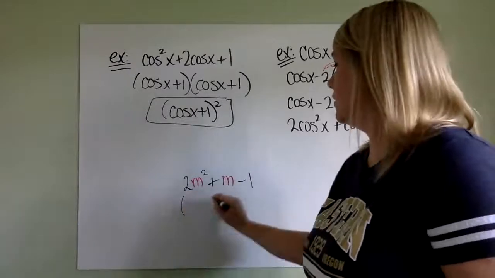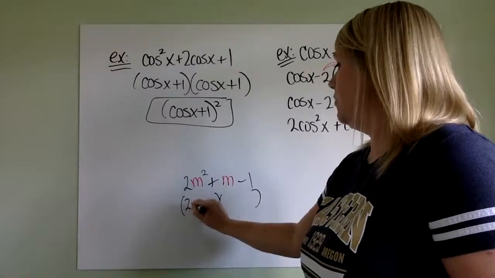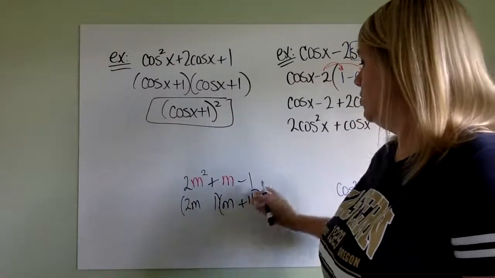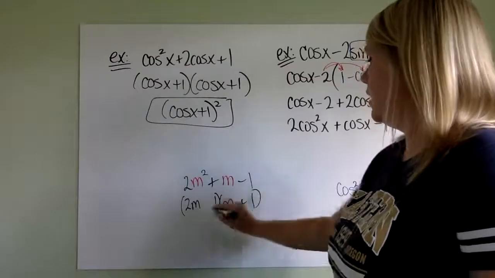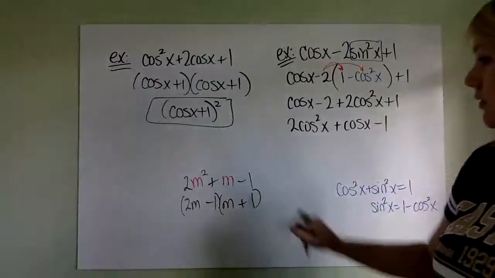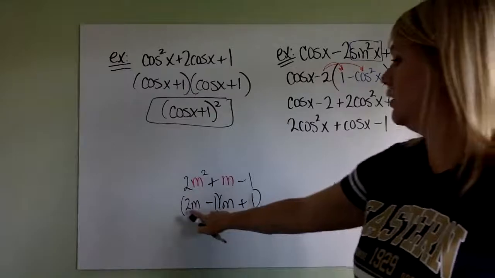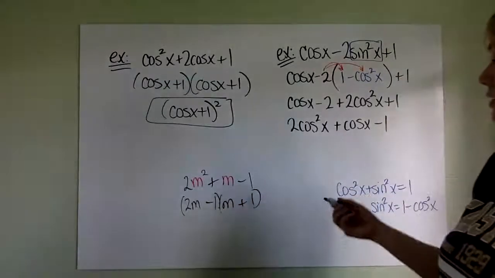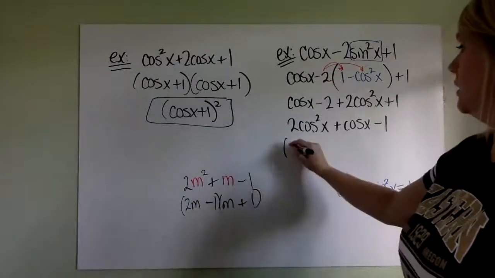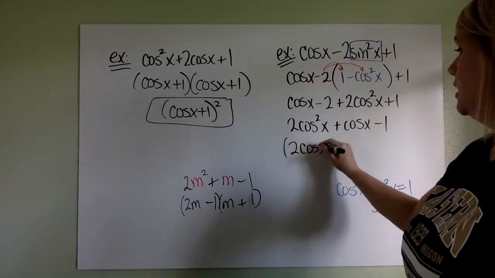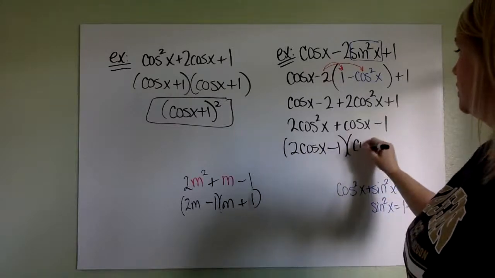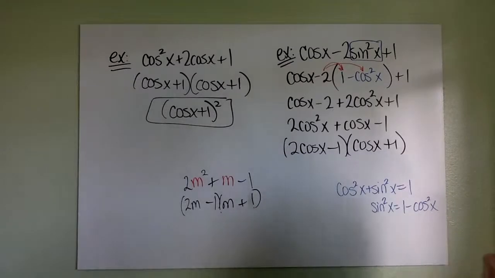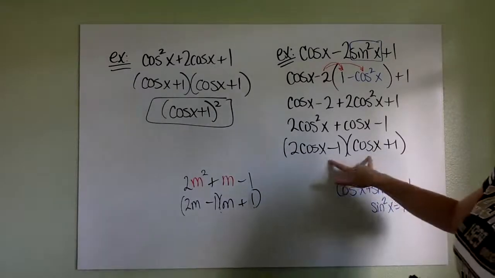And how does that factor? 2m and an m, a 1 and a 1. I need a positive 1 in the middle and a negative 1 at the end. So this would make 2m squared plus 2m minus 1m minus 1. So that's how that would factor. And so when I put that over here, it looks like 2 cosine minus 1 and then cosine plus 1. So again, you could double check your math to see if you factored this correctly.